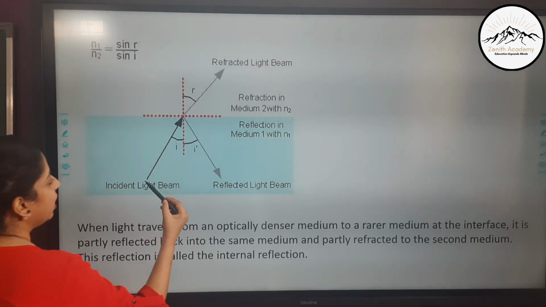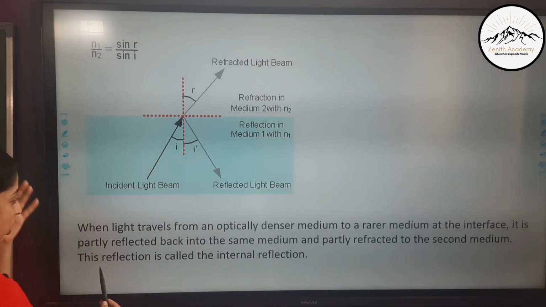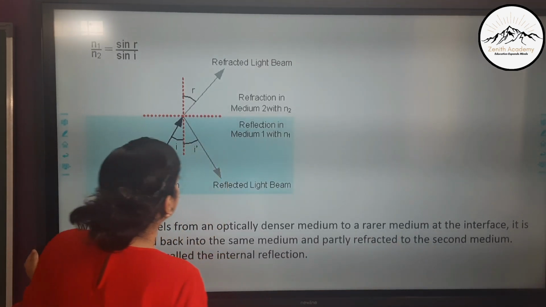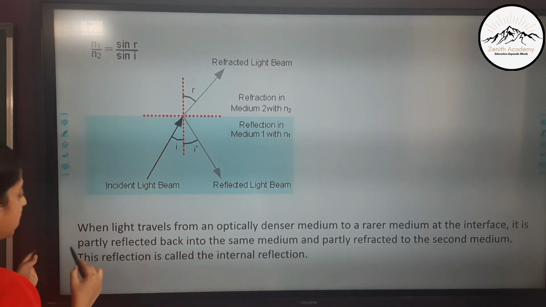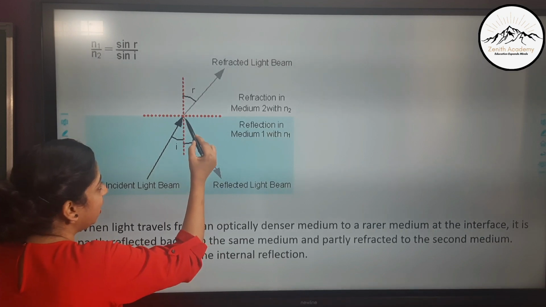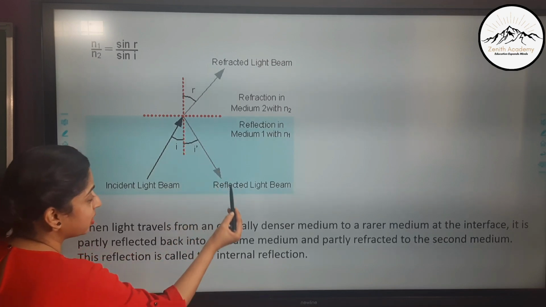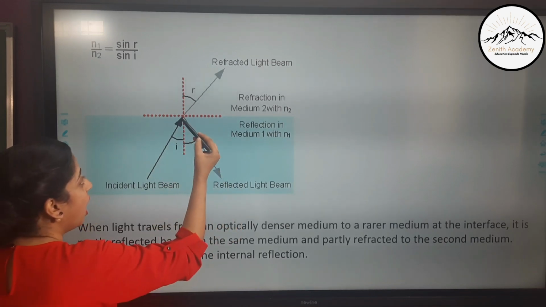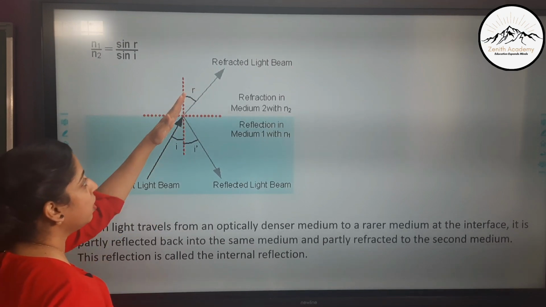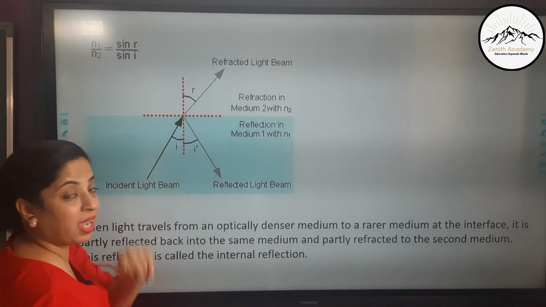Whenever you see an incident light beam traveling from a denser to a rarer medium, what happens? At the interface, it's partly reflected back into the same medium. Half of the light is partially reflected back in the denser medium itself, and some of it is refracted. When it is moving from denser to rarer, it moves away from the normal, and some of it is reflecting back in the same medium.